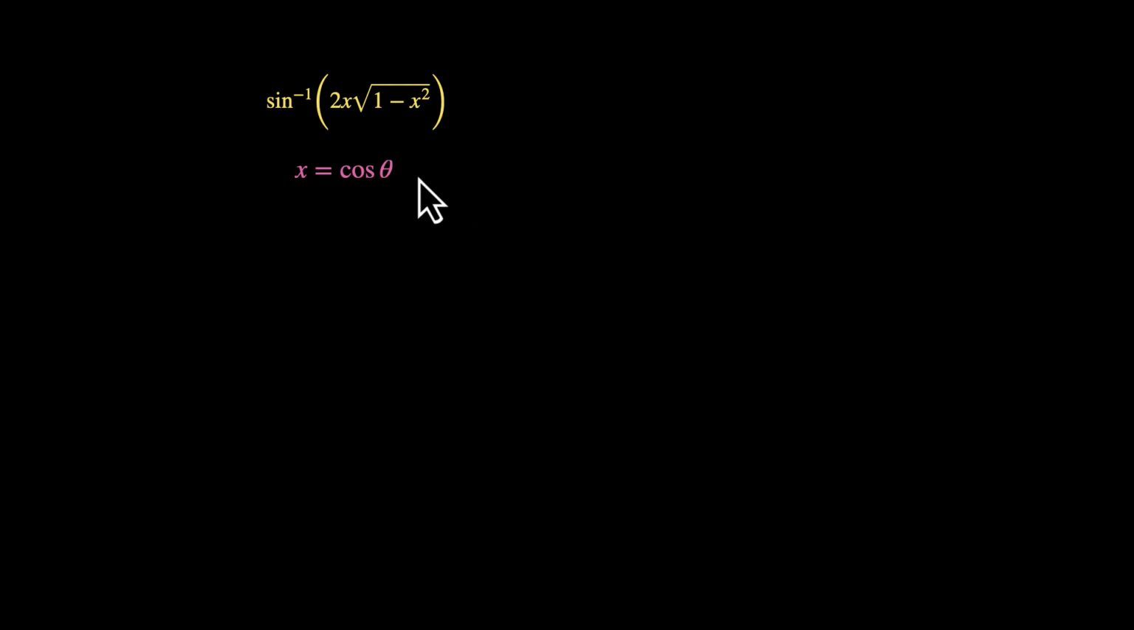Also figure out for what values of x will that identity work. Okay, let's do this together. If x is cos theta, this means theta is cos inverse of x. Replacing x with theta, we have sine inverse 2 cos theta root of 1 minus cos square theta.